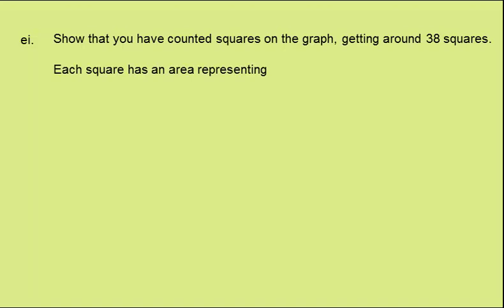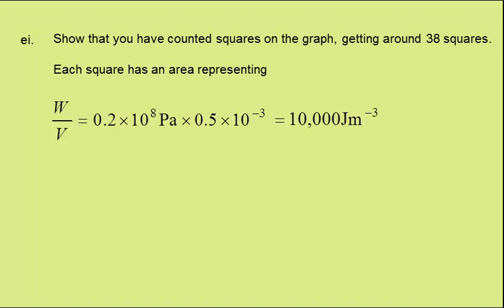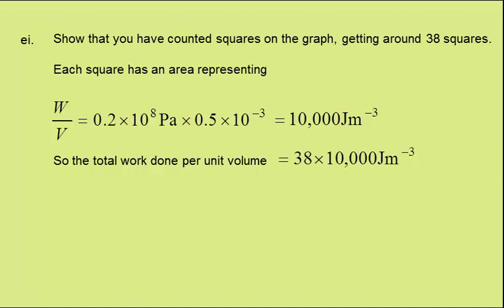Each square has an area representing 0.2 times 10 to the 8 pascals times 0.5 times 10 to the minus 3. This is 10,000 joules per cubic meter. So the total work done per unit volume is 38 squares, each at 10,000 joules per cubic meter, giving 3.8 times 10 to the 5 joules per cubic meter.